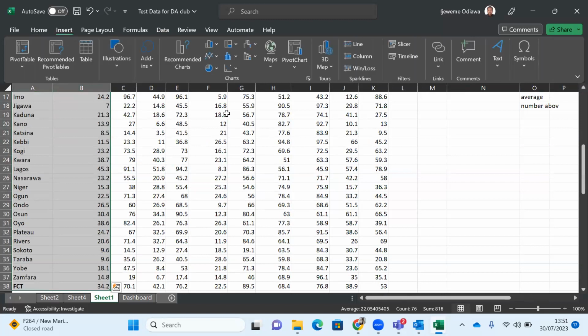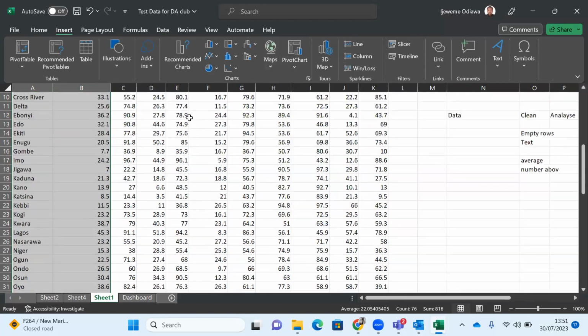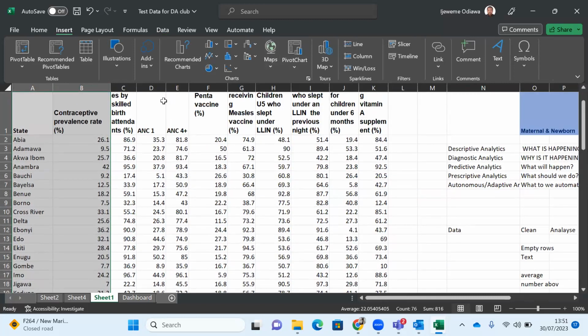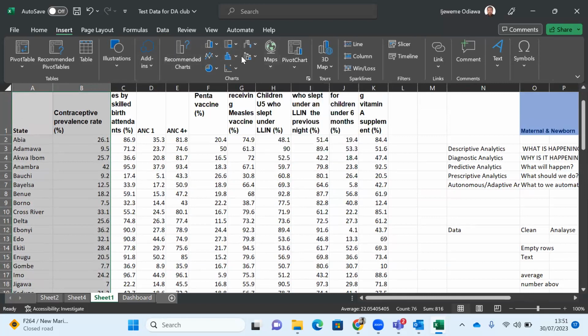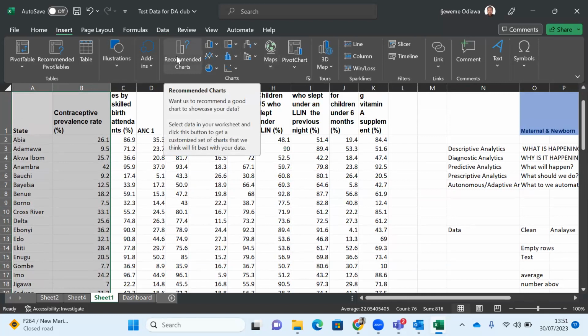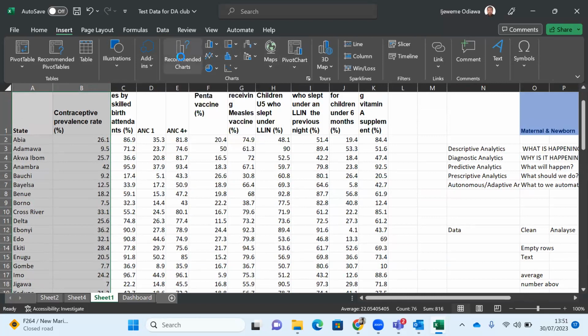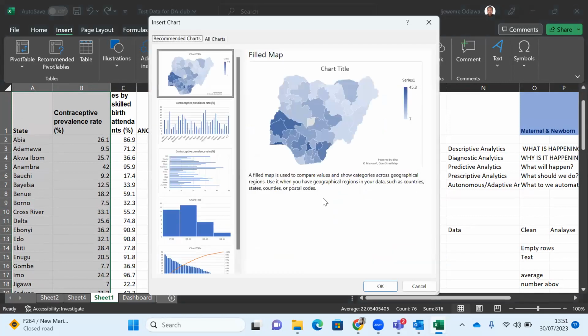Insert. So what chart will you want us to use? Should we go to the charts? Should we use the recommended charts, or pick a chart by ourselves? I very much like to use recommended charts. Voila. And I think generally, maps tend to help us a lot, because you can easily just see. So we press OK.